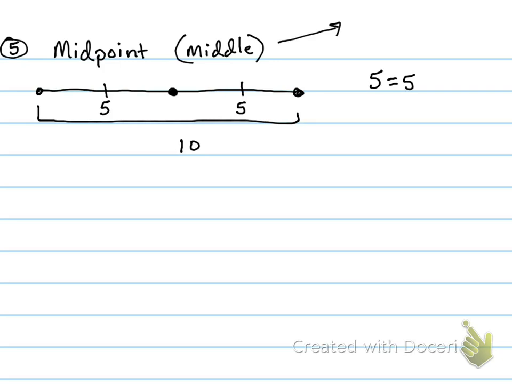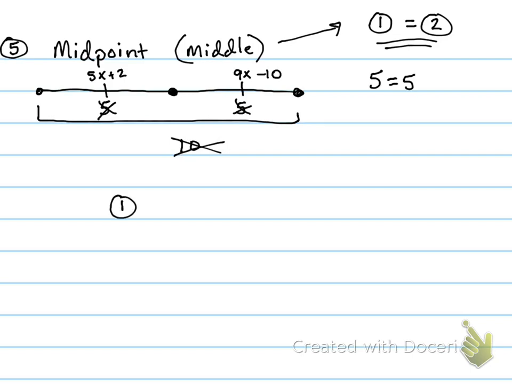For these type of problems, we're just going to say part 1 equals part 2. We don't have a whole. We really don't care what 10 is. But we know that these parts are equal to each other. So in our problem, we have 5x plus 2 and 9x minus 10. Those are our two parts. We're going to say 1 equals 2, and we're going to set them equal to each other. Here they don't give us the whole. They just give us the two parts.